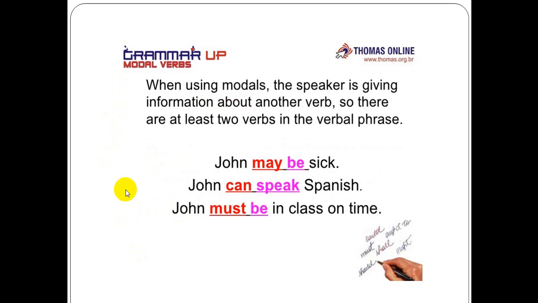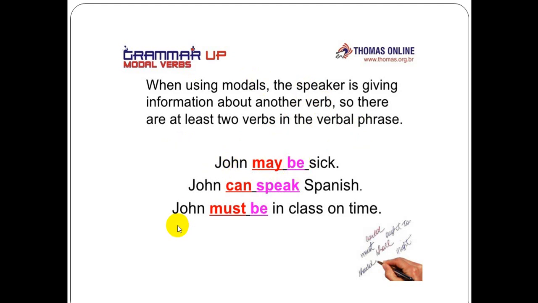So when using modals, the speaker is giving information about another verb, which is the main verb in the sentence. Okay, so there are at least two verbs in the verbal phrase. We have an auxiliary or helping verb, which is the modal, and we have the main verb.